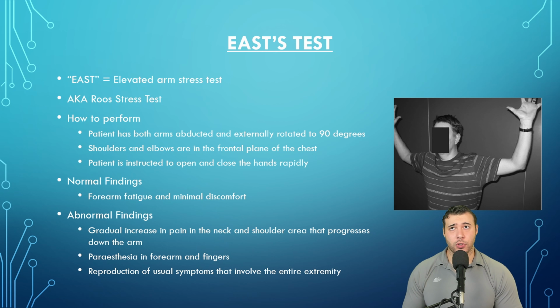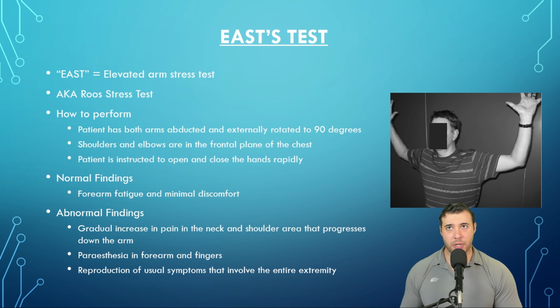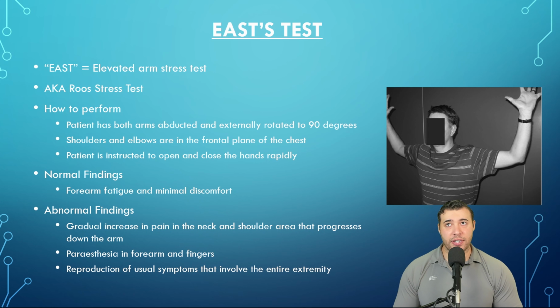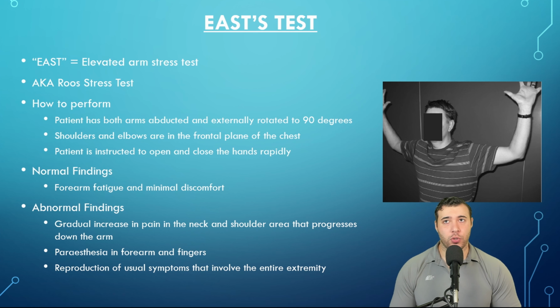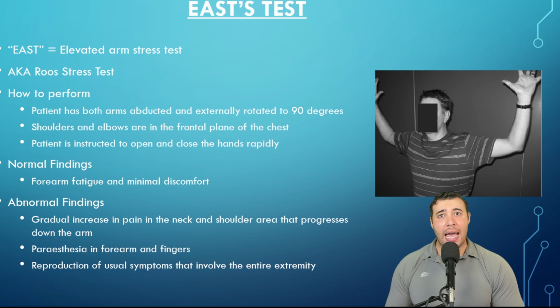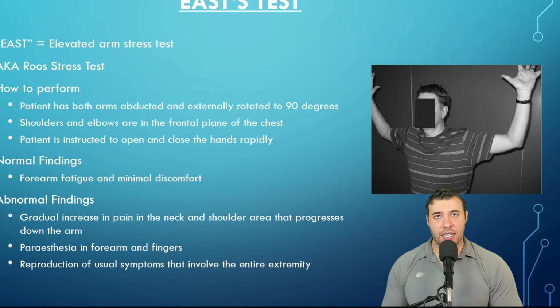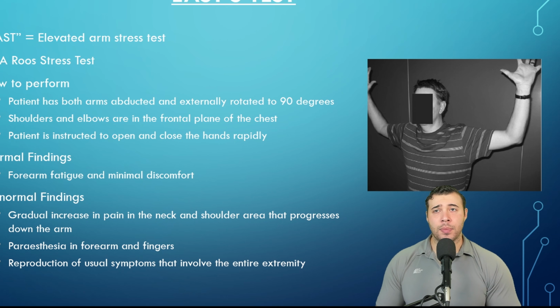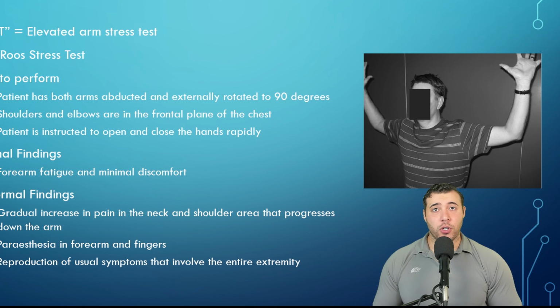So let's take a look at the first one. It's called East test, and I didn't know this, but it stands for elevated arm stress test. It's also known as the Roos stress test. So let's see how to perform this. The patient's going to have both of their arms abducted and externally rotated at 90 degrees, as we have in the picture up here. The shoulders and elbows are in the frontal plane of the chest.